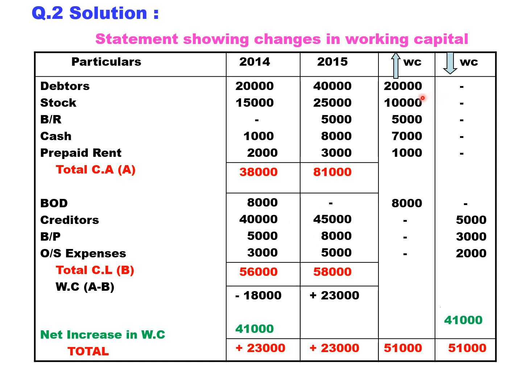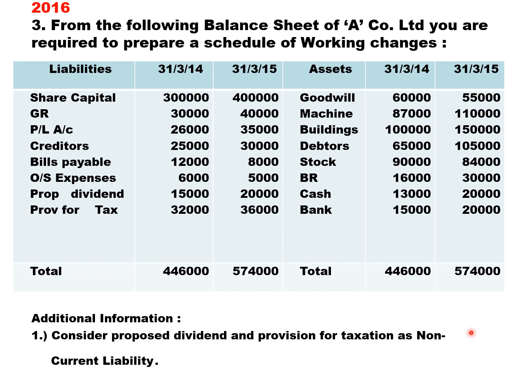The same answer you can get in the last two working columns. Total of increases, students: 20,000 plus 10,000 plus 5,000 plus 7,000 plus 1,000 plus 8,000, you get 51,000. Put the same 51,000 in the last column. So 51,000 minus 5,000 minus 3,000 minus 2,000, you get 41,000. So 41,000 is an increase in working capital. Now third problem, students.